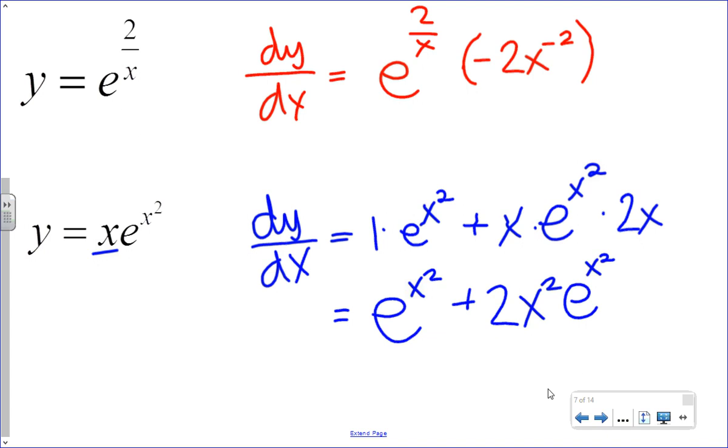Yes, it's possible to factor out an e to the x squared. I don't expect you to. That's something that we may have to do, however, in Unit 3. Like if we had to set this derivative equal to 0, we would have to factor the e to the x squared out. But for your answer, I would not expect you to do that. Okay. All right. Let's try another one.